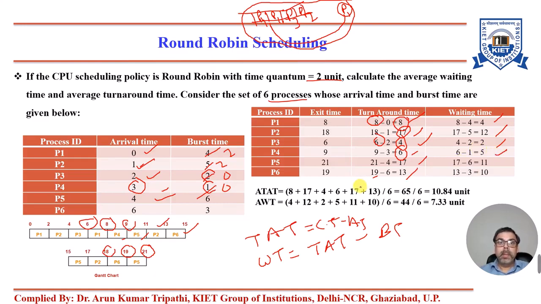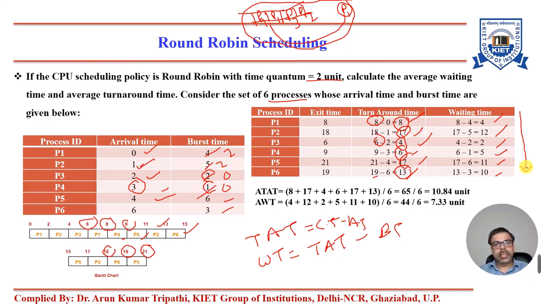For process P5, turnaround time is 15 minus burst time 6. So it is 11. For process P6, turnaround time is 13 and burst time is 3. So 13 minus 3 is equal to 10. So this is how we can calculate the turnaround time and waiting time for each individual process.